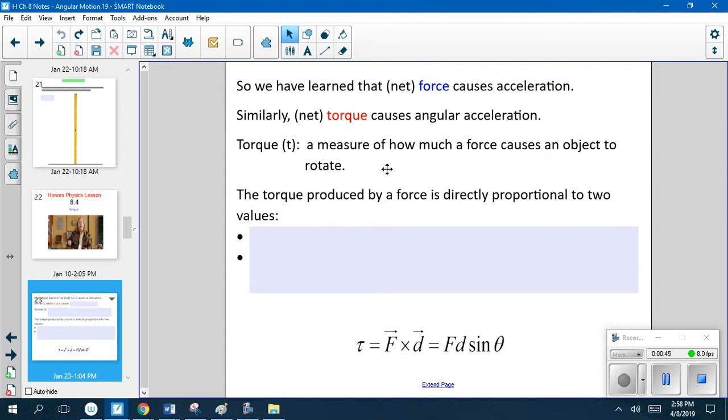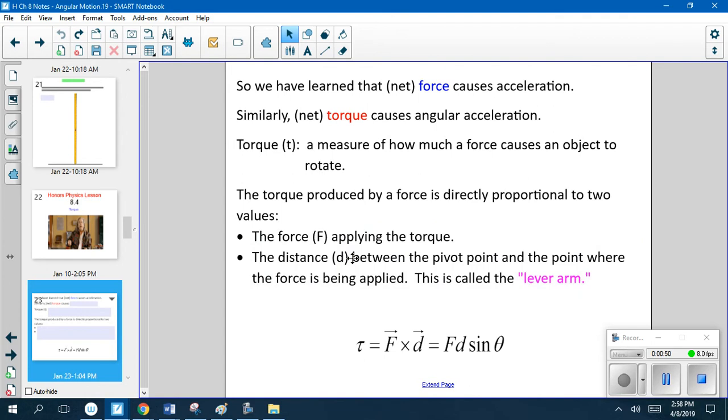And the torque produced by a force is directly proportional to two things: the force that's being applied, and the distance that it's being applied from the point that it's rotating around. This pivot point is the point where the object is actually rotating. How far you are from that pivot point gives us something called the lever arm. And it gives us this formula, where torque equals our force times our distance, which is also proportional to whatever angle we apply the force at.